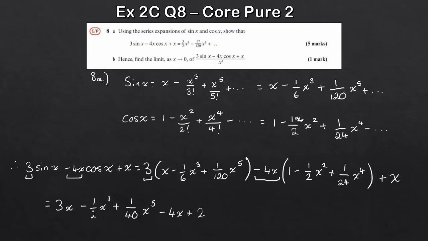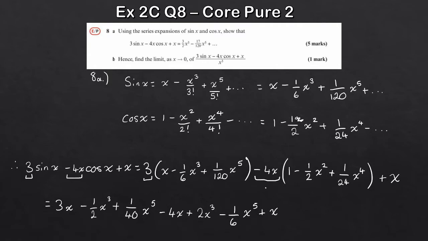So just be very careful with your signs here. So that's going to be positive, 2x cubed. And then finally my last one here, this will be minus 4x times 1 over 24x to the 4. So that's going to give me minus 1 over 6, and then it's going to be x to the 5. And then don't forget you plus x at the very end.